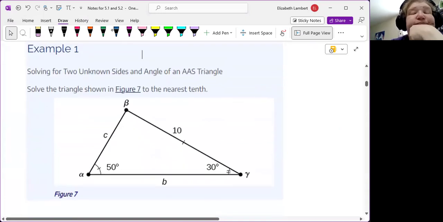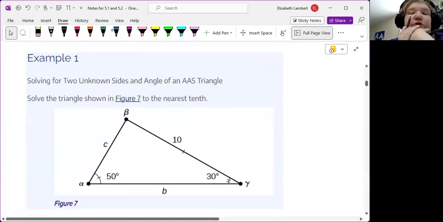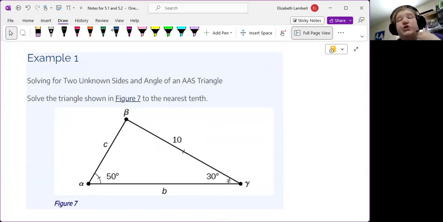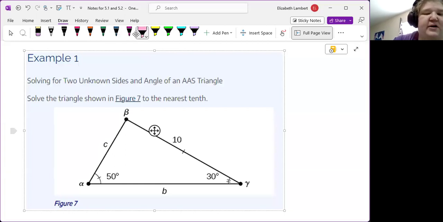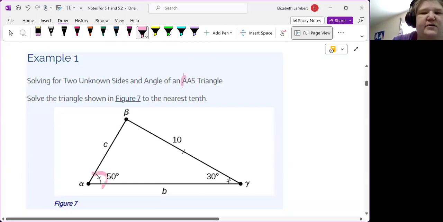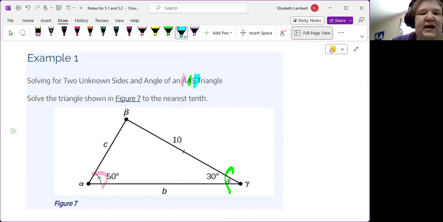So for here, we have 2 unknown sides and an angle-angle-side triangle. So when we have this AAS, or we're going to see SAS, SSS, whatever triangle, what we're talking about is what we're given. So here we're given an angle, another angle, and then the side after that. So I check my diagram here: angle, angle, side, side.